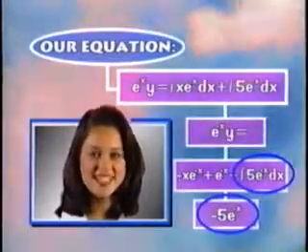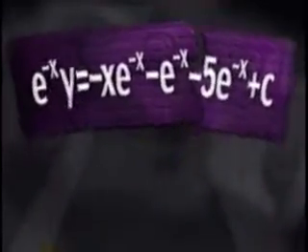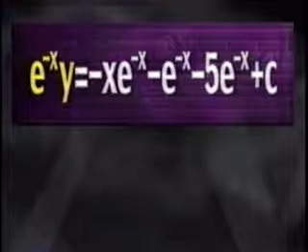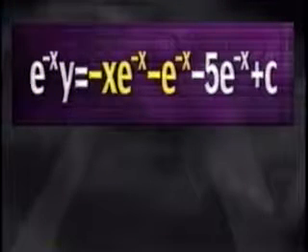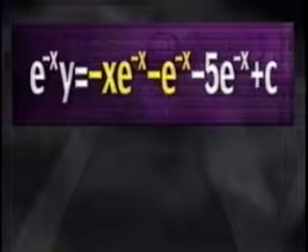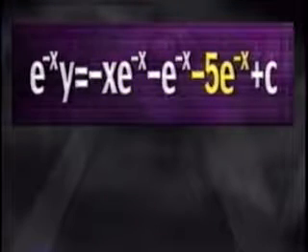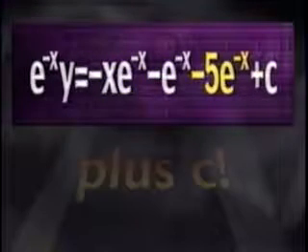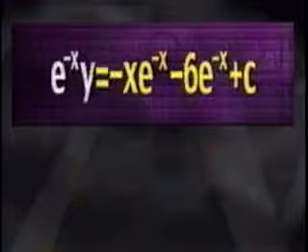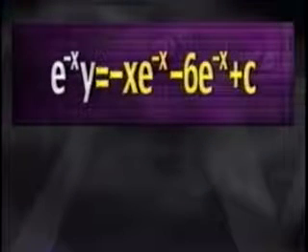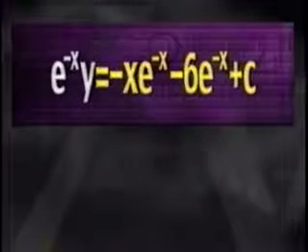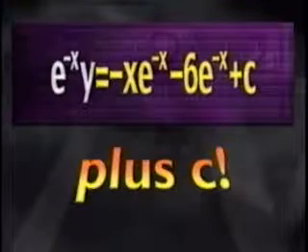Now we've got all the pieces. Putting the pieces together, we get e to the negative x times y equals negative x times e to the negative x minus e to the negative x minus 5e to the negative x plus c. Simplified, the right-hand side is negative x times e to the negative x minus 6 times e to the negative x plus c. Note to self, don't forget the C's.